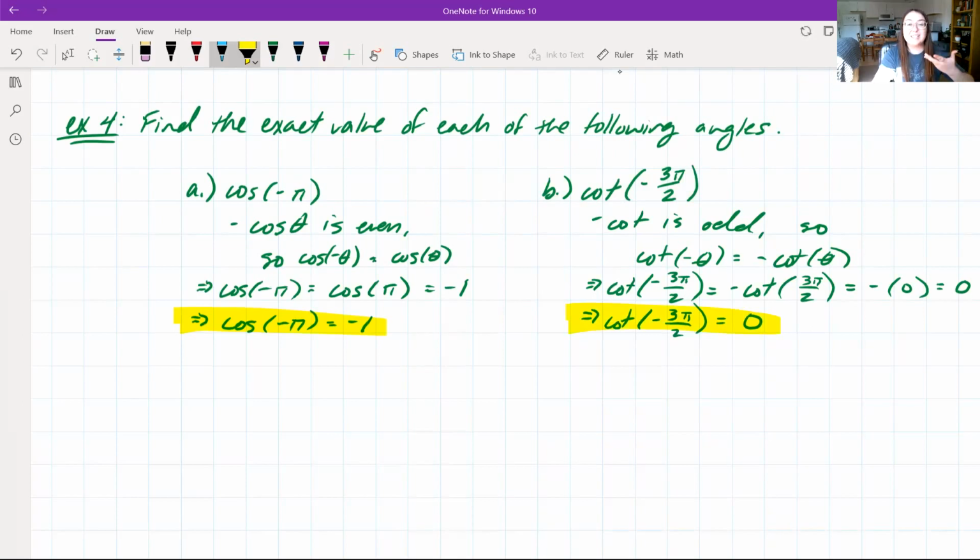So for these problems, you're just identifying if it's even or odd and just making sure that basically your final answer has a negative or not.